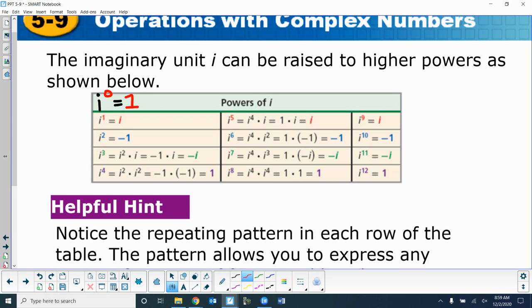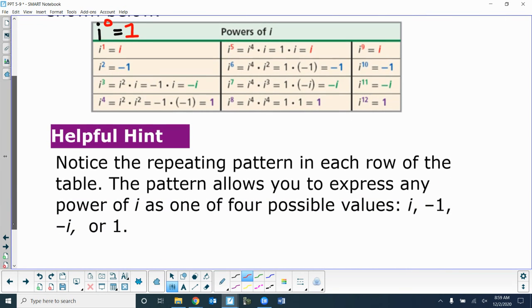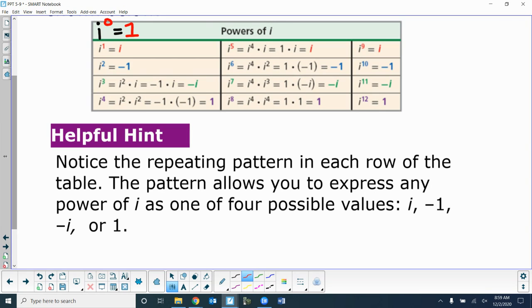When you raise i to a power, it's either 1, i, -1, or -i. It goes in that order. You guys see that? There's only 4 possible answers. Okay? 4 possible values. Again, I always start with the 1. I always put that in front.